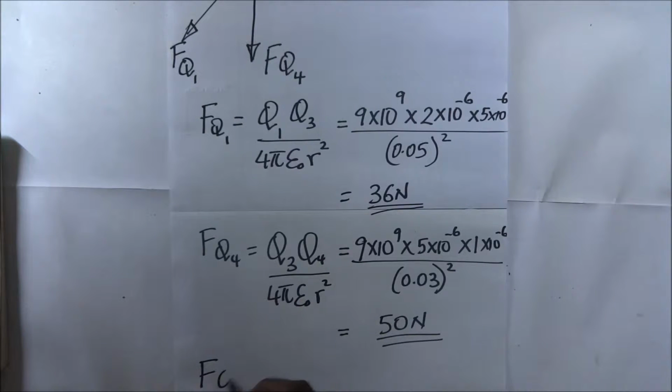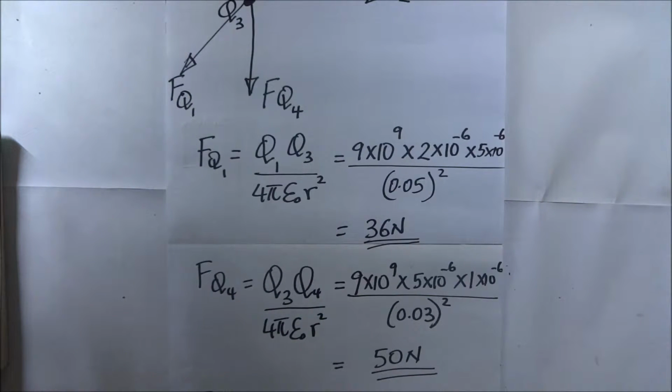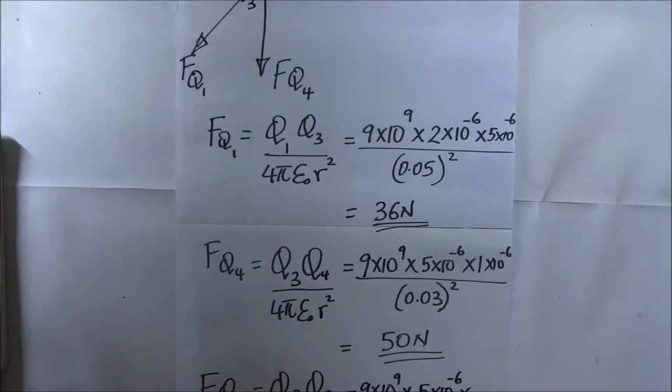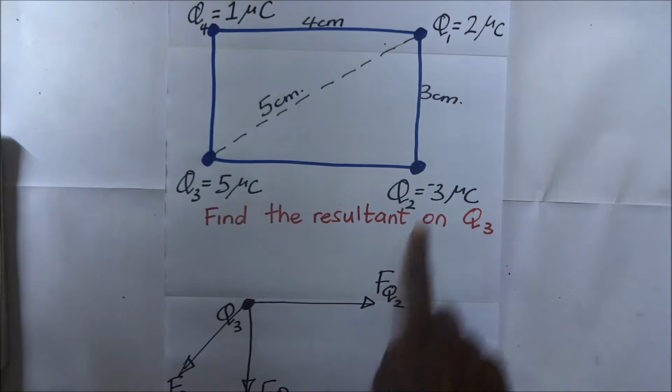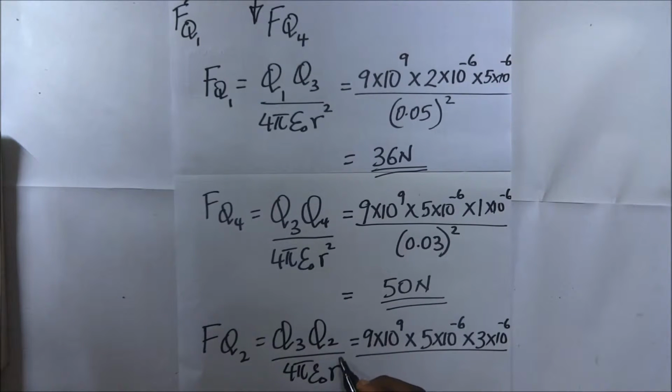So we find the final force that is acting on Q3 due to Q2. That's going to be Q3 Q2 divided by 4 pi epsilon naught r squared. That's going to still be 9 times 10 to the power 9, times Q3, which is 5 times 10 to the power negative 6, multiply that by Q2. Now Q2 is 3 microcoulombs, so it's going to be 3 times 10 to the power negative 6.